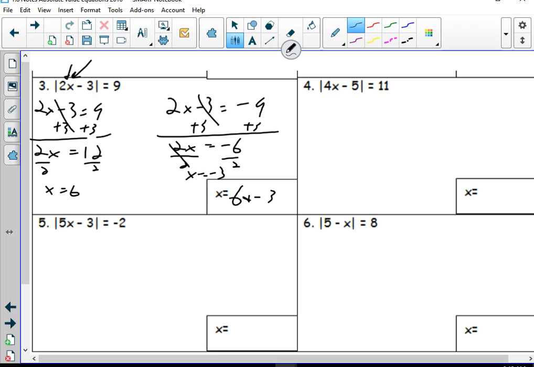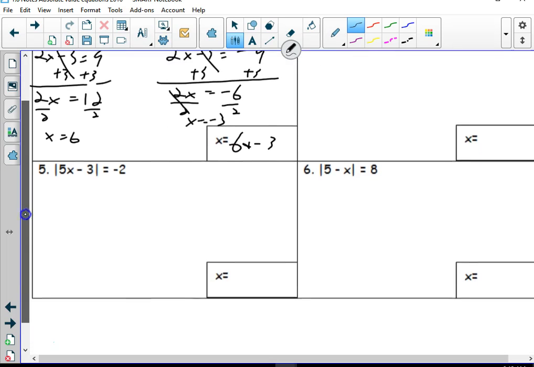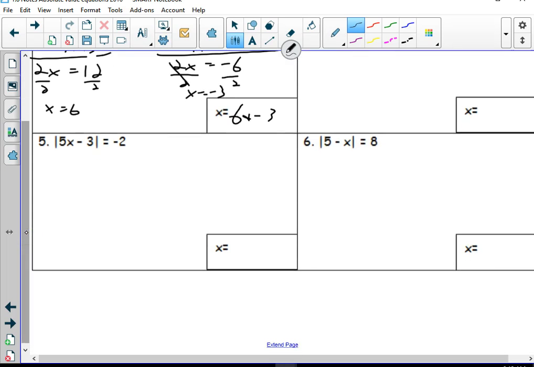Okay? Problems 4 and 5 are pretty much the same thing, so let's skip that. If you need extra practice, they'll be there, but we have the practice sheets. Like I said, 4 and 5 are pretty much the same as 3. I think you got it down. Number 6 is a little bit different because of one thing. We'll see here in a little bit.